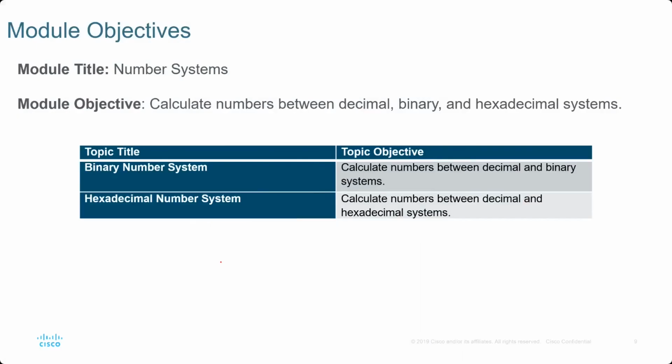The reason we have to go through this is that IPv4 addresses and IPv6 addresses use these systems, and we would have to do some conversions. So let's go through some basic conversions between decimal, hexadecimal, and binary systems.